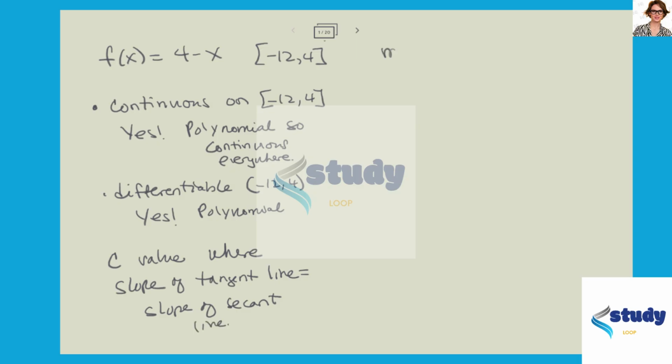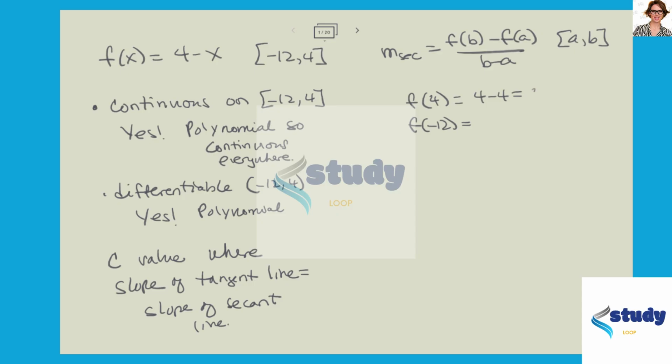Now to find the slope of the secant line, you're going to take f of b minus f of a over b minus a. And your a and your b are coming from that interval. So your interval is a to b. So for our interval, we need f of b, which is f of 4, and f of negative 12. So f of 4 is 4 minus 4, or 0. f of negative 12 is 4 minus negative 12, which is 16.